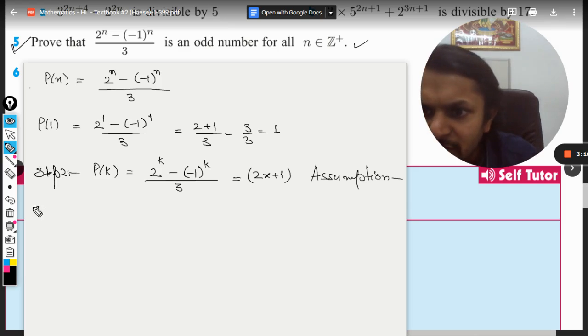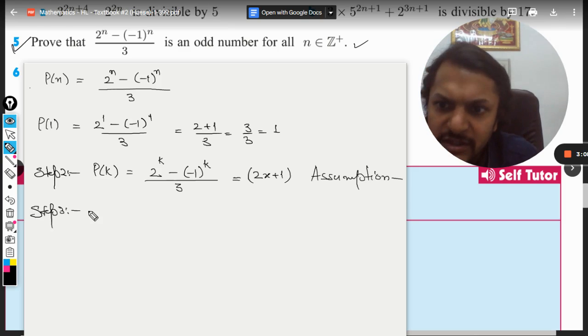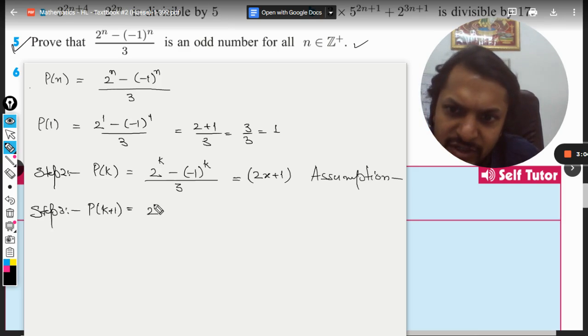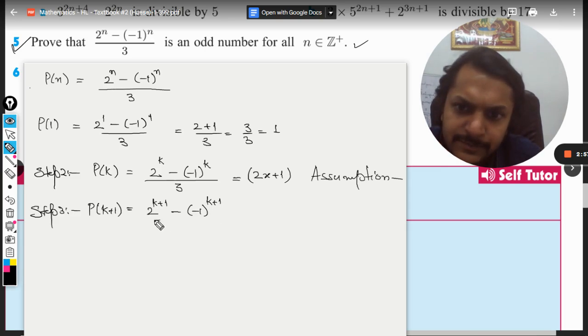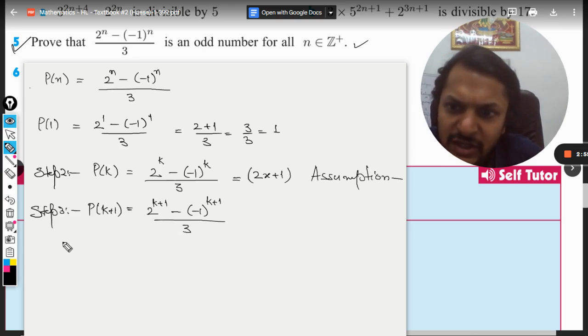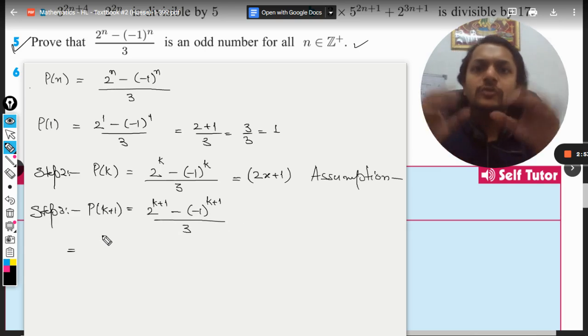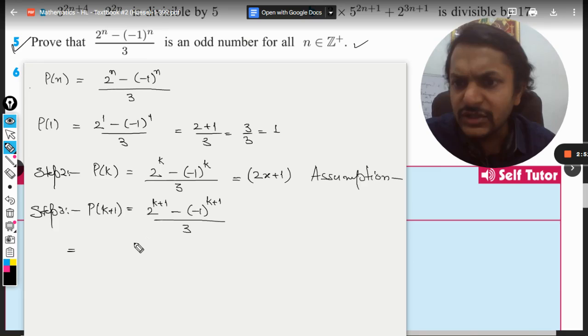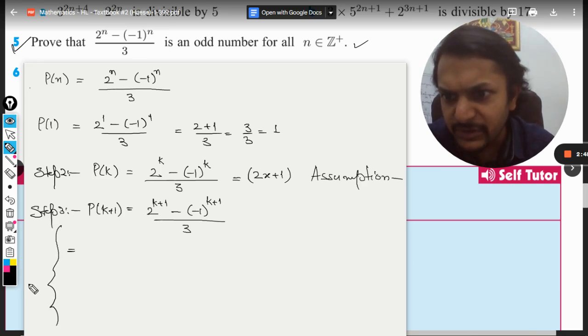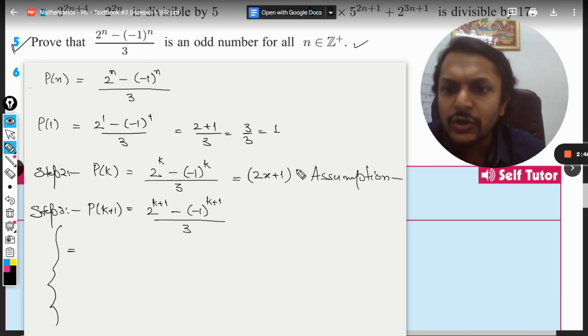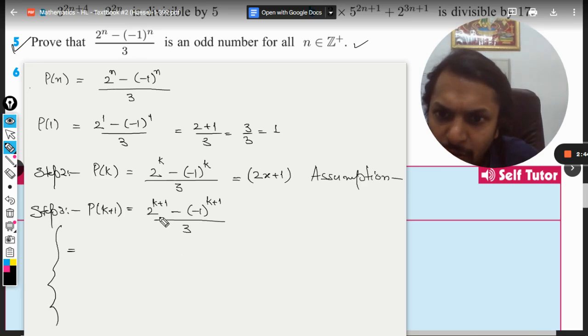And now the statement. So what is the statement? Now I am going to substitute it with k plus 1. So it is (2^(k+1) − (−1)^(k+1)) divided by 3. So now I am going to play some mathematics here. It becomes step number 4 actually. Okay, so let us see what is happening here now.